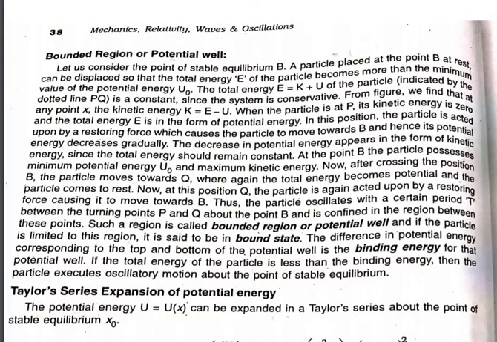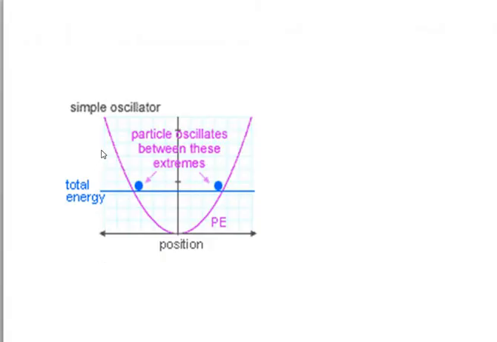So what happened to the particle? The particle will oscillate between the points P and Q, okay, and it is around the point B. B is the midpoint, and it will oscillate between the points P and Q, because at this point its potential energy is minimum. We know that the y-axis is potential energy, and it is minimum here. When it moves towards this side, its potential energy increases, and it is maximum here, and kinetic energy is minimum here.